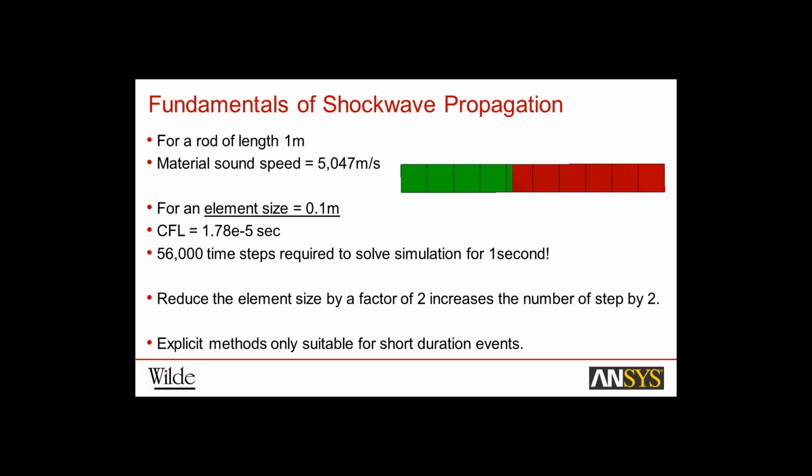So if that simulation was to be run for 1 second, that equates to 56,000 time steps. If the mesh was refined, so we use an element size that's half that value, that effectively means the number of time steps increases by a factor of 2. What that means is simply that explicit methods are only suitable for short duration events.